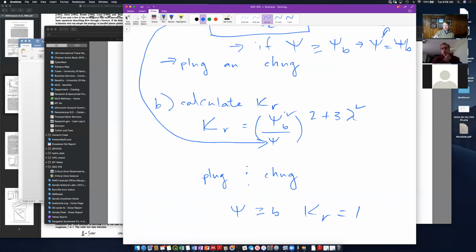So you would basically calculate this for all psi's until they got to psi sub b. And then after psi sub b, it just becomes equal to 1. But for the test, I'm not going to ask you to do the full curve.